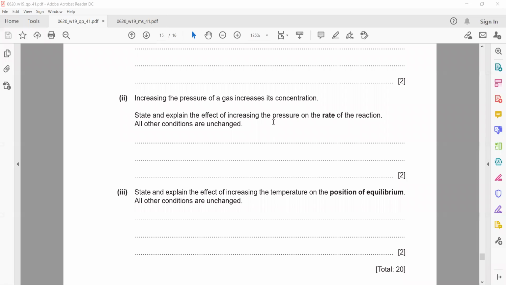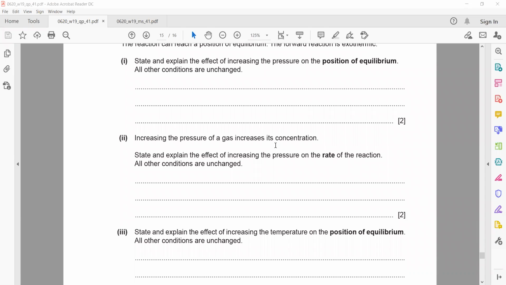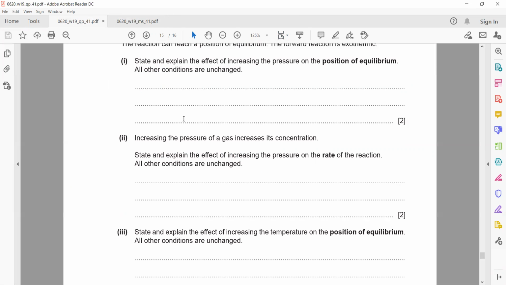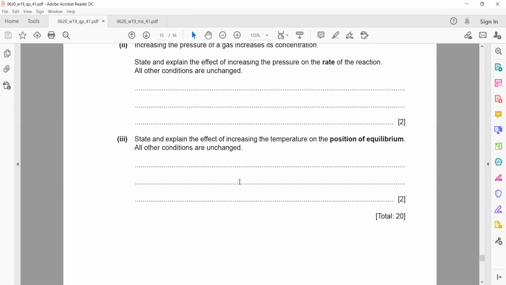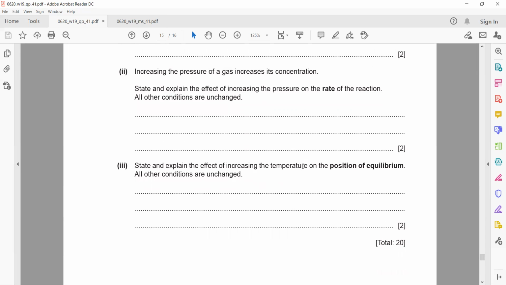Increasing the pressure of a gas increases the concentration. State and explain the effect of increasing the pressure on the rate of reaction. So the rate of reaction increases because the particles will have more collisions. So the reaction will be faster because more collisions are there per unit volume. Pressure, temperature, catalyst, surface area, all increase the rate of reaction. Position of equilibrium is changed only by changing the pressure, temperature, and adding or removing the reactants.